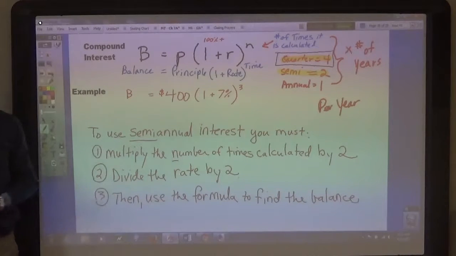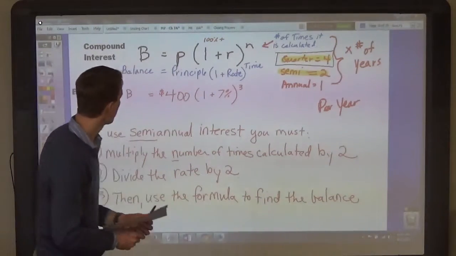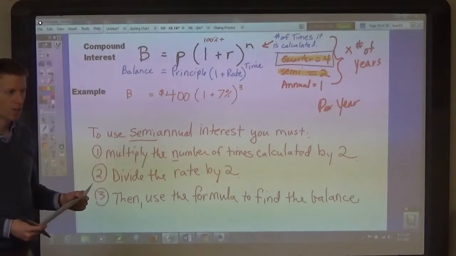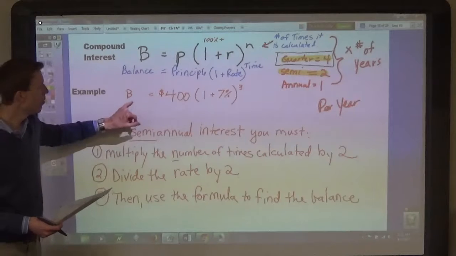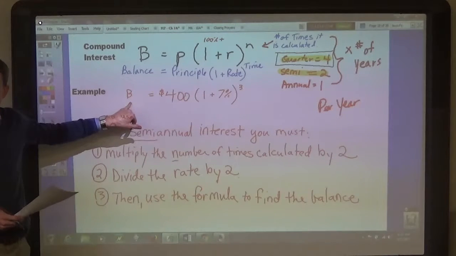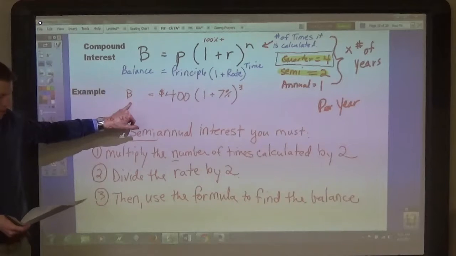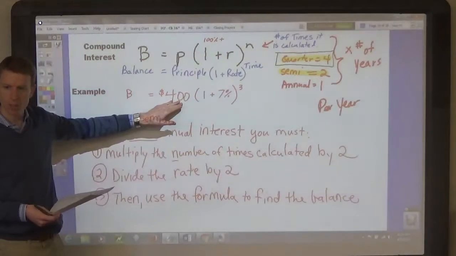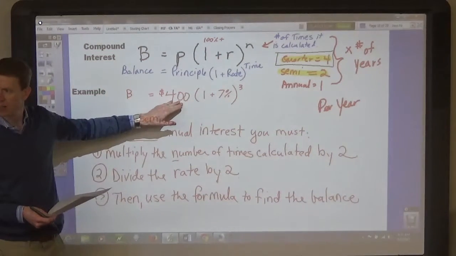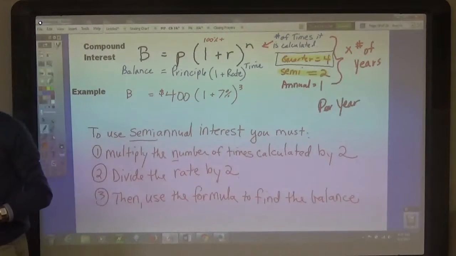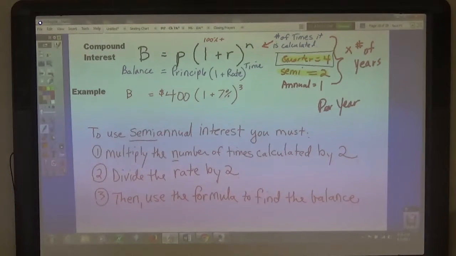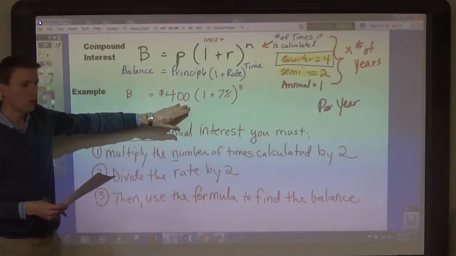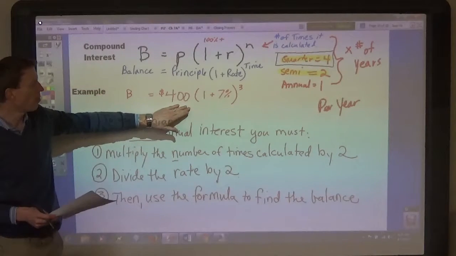Let's start with this idea with number 1 on your sheet. On your worksheet, we're going to find the total amount of money you would have after 3 years if you deposited $400. So $400 was the principal, and then we're going to use this formula.